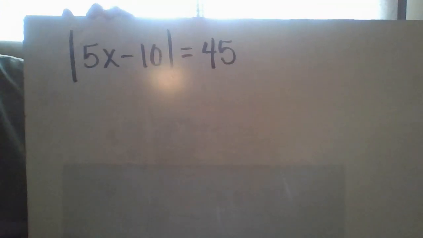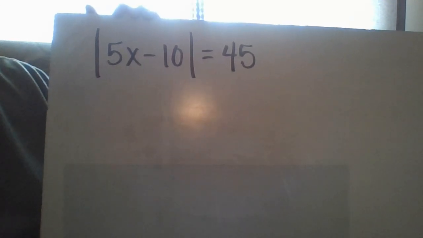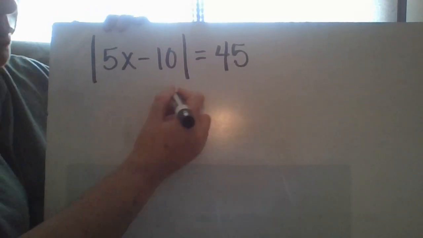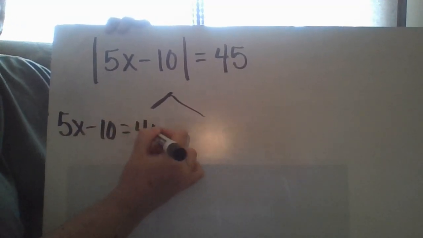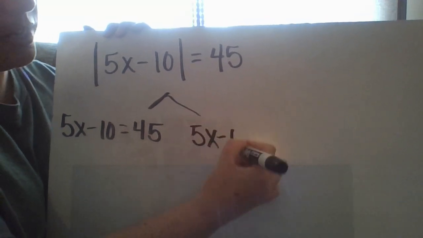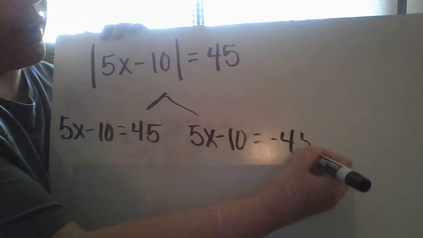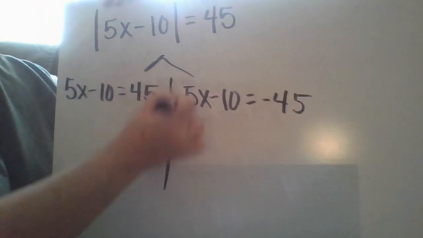All right, why don't you go ahead and pause me and give this one a try on your own. The absolute value of 5x minus 10 equals 45. I'm going to go ahead and start it. 5x minus 10 can equal positive 45 if we travel to the right 45 units, or 5x minus 10 can equal negative 45 if I were to travel to the left that many units.